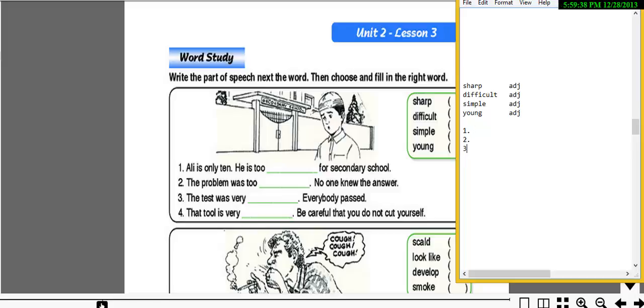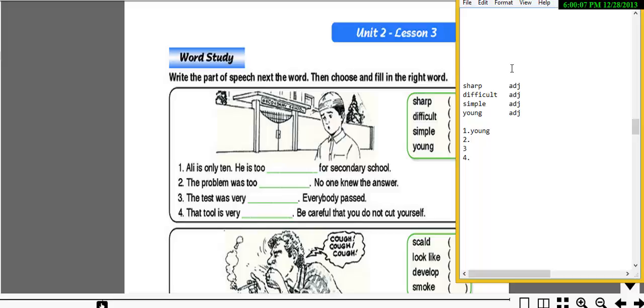Well, if you want to think about it, maybe you don't know the meaning of all the words. Presuming that you don't know the meaning of sharp and difficult, you just know simple and young. So we're going to look for something about age, and it's going to be number one. Ali's only 10, he is too young. And with simple, you want to think of something that's the opposite of simple. So, for example, the problem was too simple, no one knew the answer. Well, if it was simple, someone would know. So it's not number two.